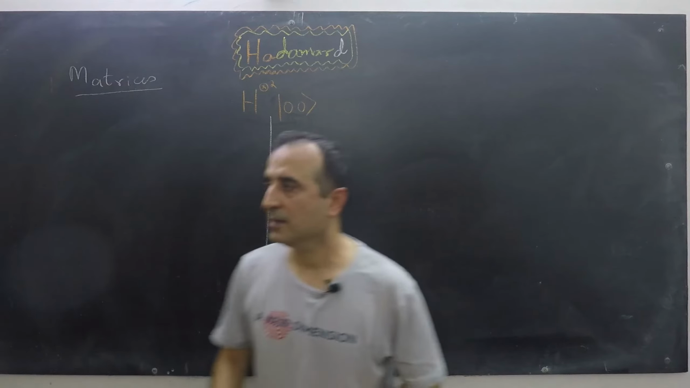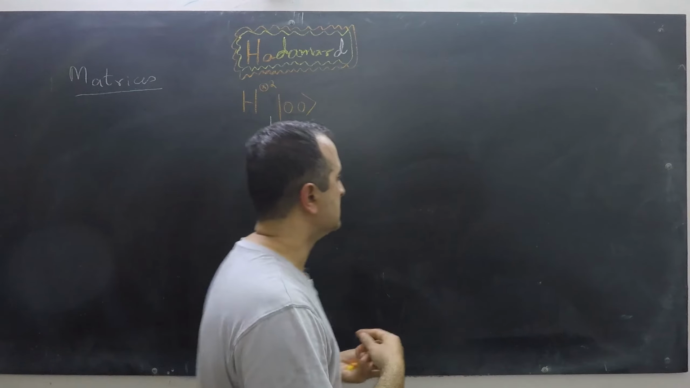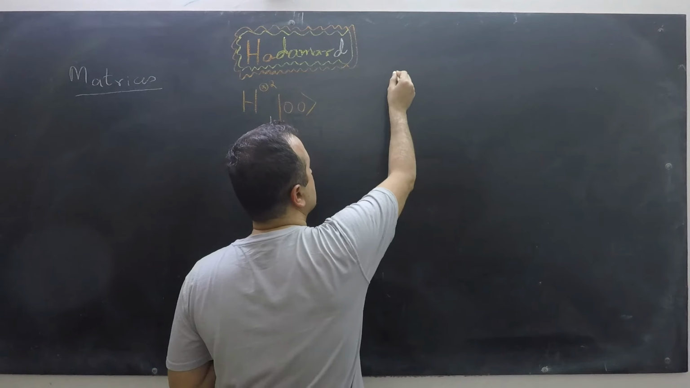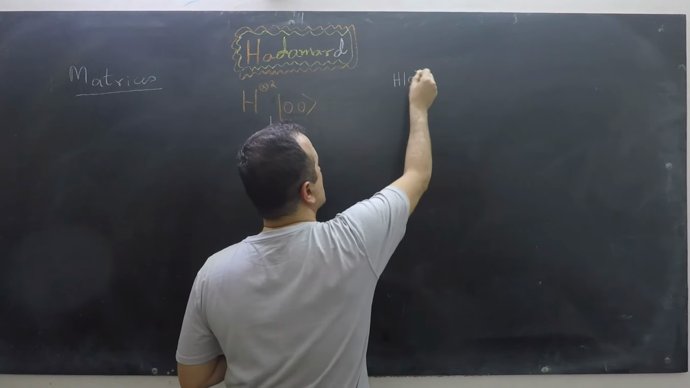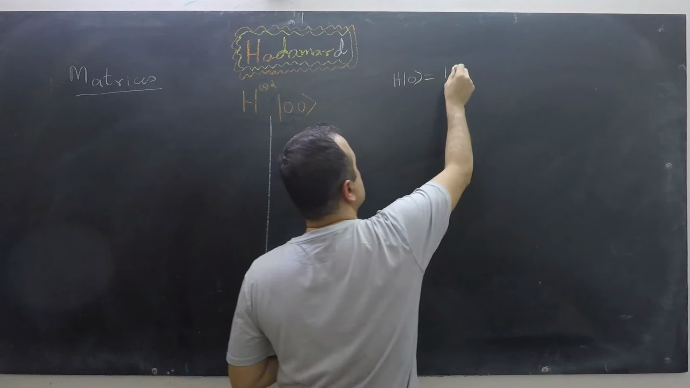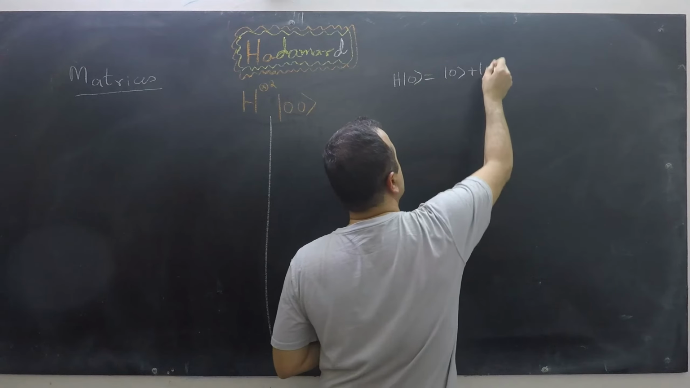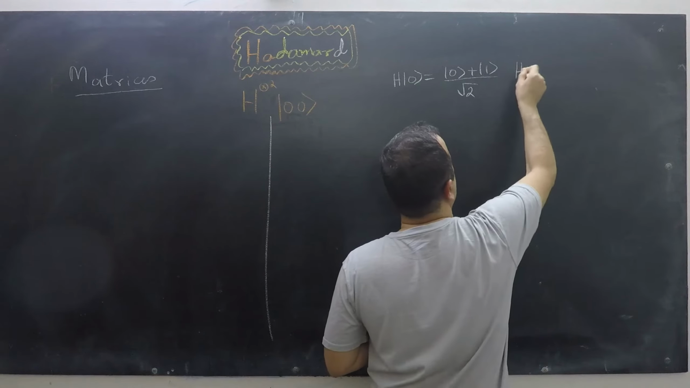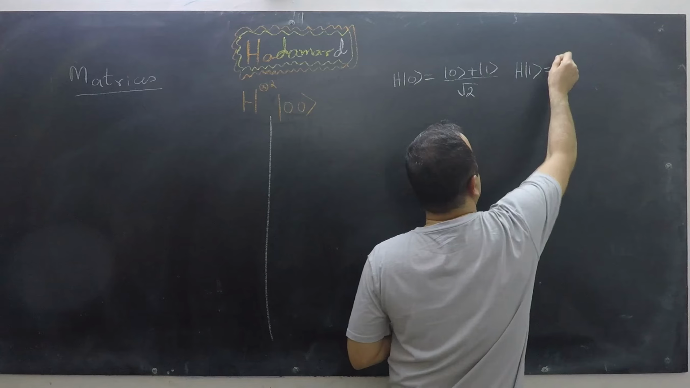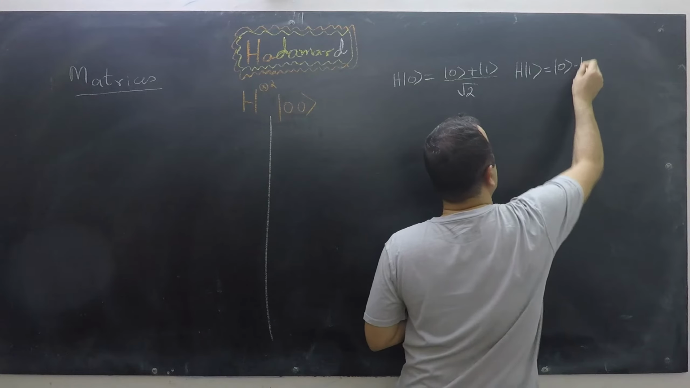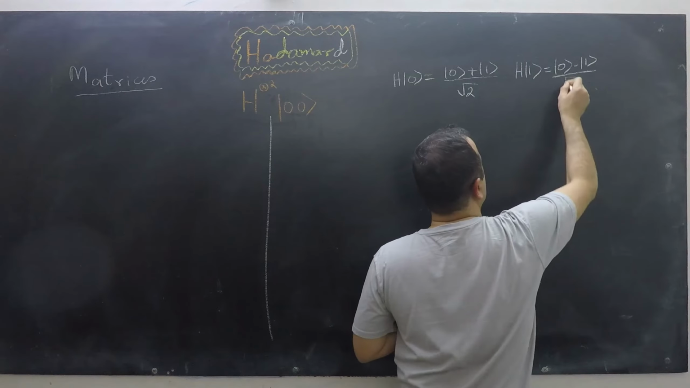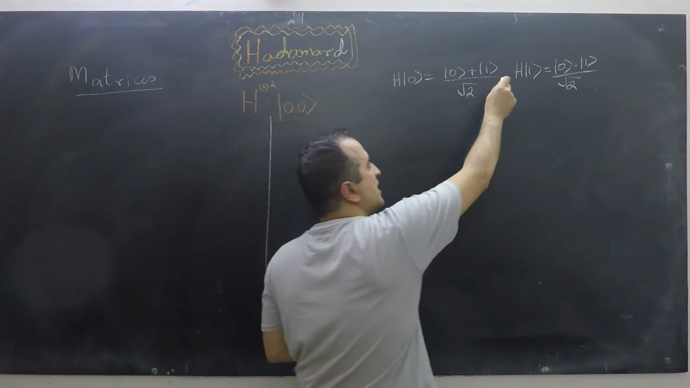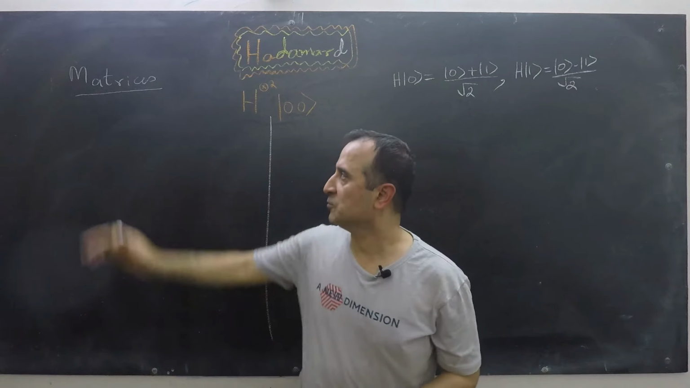The second method is by using the single qubit Hadamard gate. The second method uses the fact that the Hadamard gate on ket 0 is equal to ket 0 plus ket 1 divided by square root of 2, and the Hadamard gate on ket 1 is equal to ket 0 minus ket 1 divided by square root of 2. The second method employs this concept, whereas the first method uses matrices.